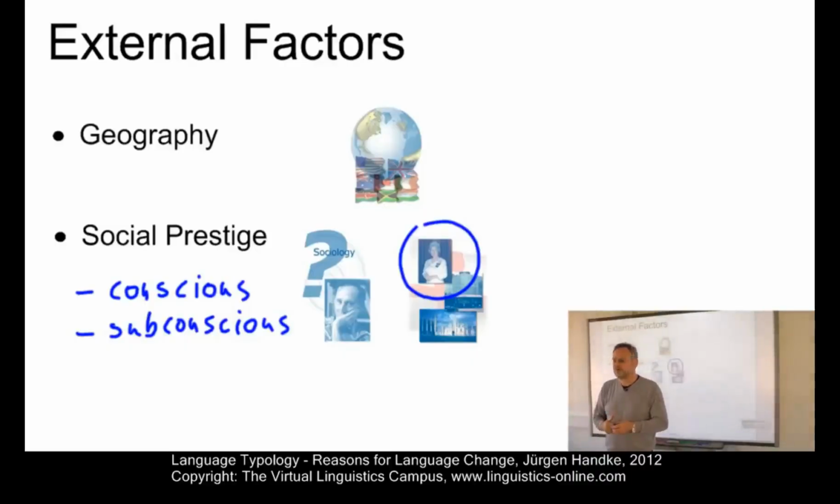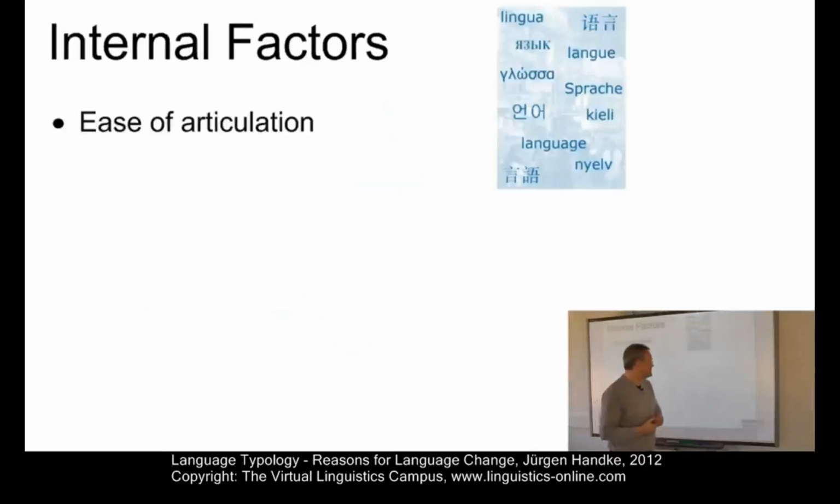Let's move on with the main internal factors. One of these factors is referred to as ease of articulation. Now, in the 19th century, it was widely believed that sounds change because speakers want to minimize their articulatory effort. On this basis, sounds and sound systems would become simpler over long periods of time. In fact, there is evidence in various types of sound changes that this is the case.